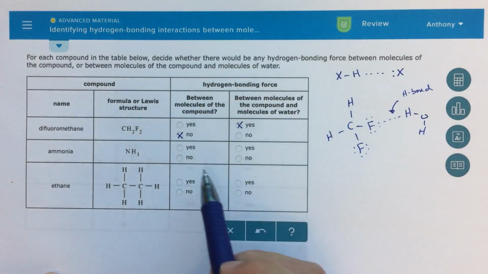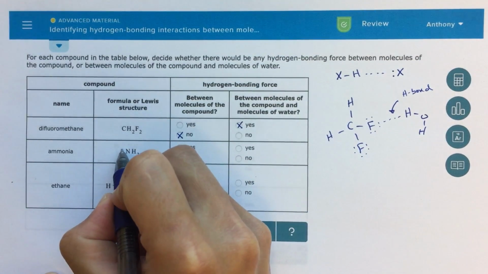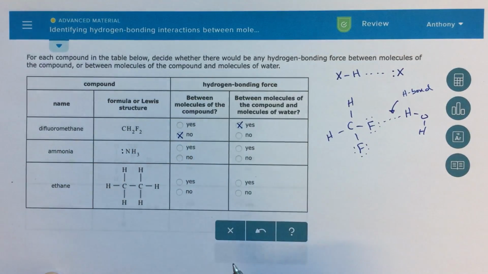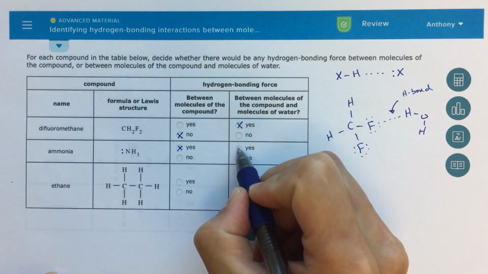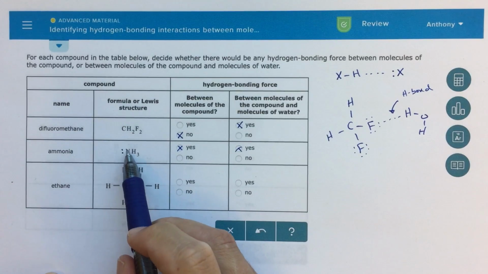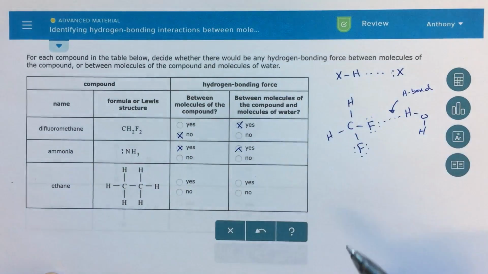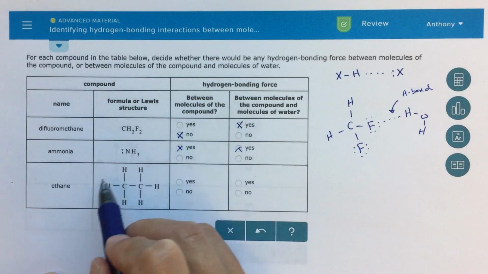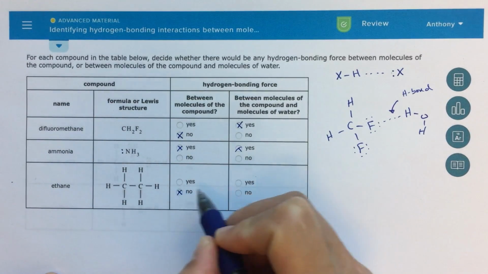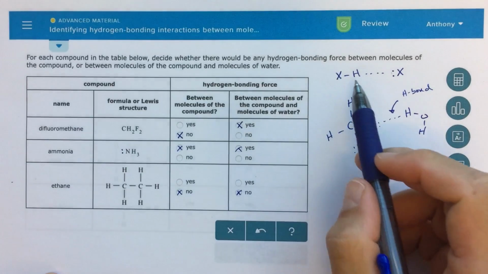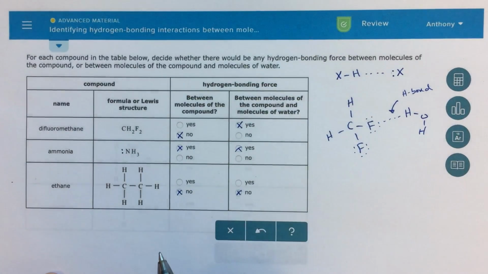Continuing on, we're going to have NH3. Again, there's a lone pair of electrons that they're not showing you on NH3. So NH3 is going to be a yes and a yes. We've got a lone pair of electrons on nitrogen, that would fulfill this part. And then nitrogen bonded to hydrogen, that would fulfill this part. Ethane, we've got all CH bonds, that's going to be a no and a no. Again, we don't have this X bonded to H, and we've got no way to form a hydrogen bond with water. So no and no.